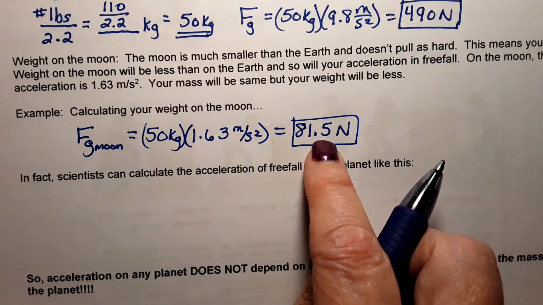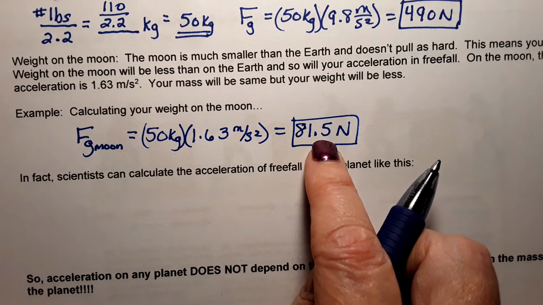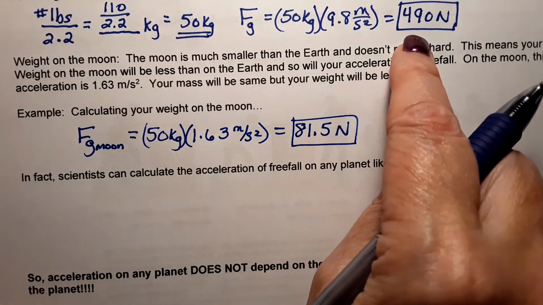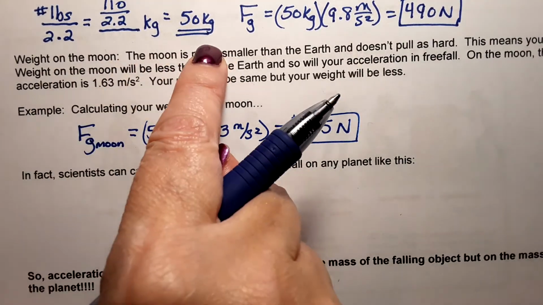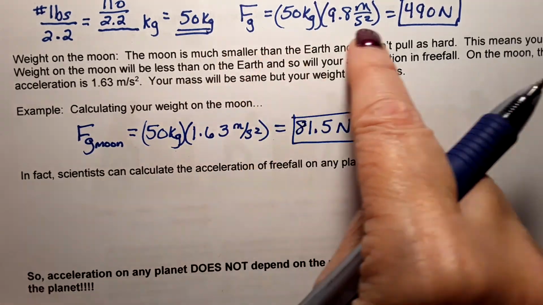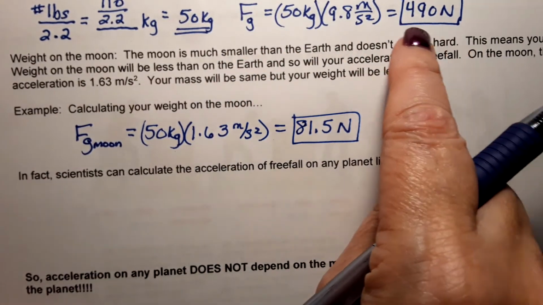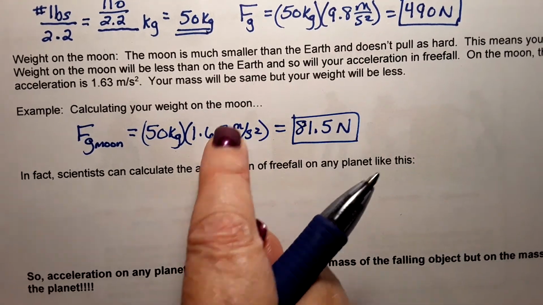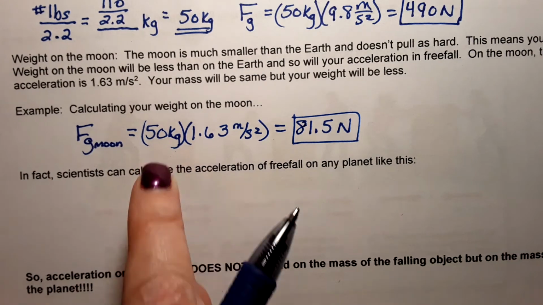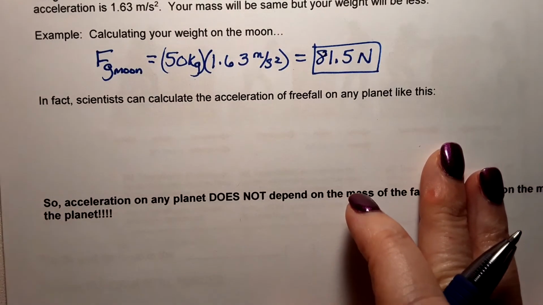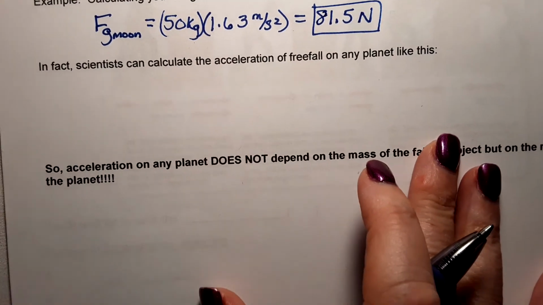Well, actually, the weight is the only thing you lost. You didn't really lose any mass. When you come back to the Earth, you'll have the same weight again, right? Your mass stays the same everywhere. Only the gravity, the weight changes from one planet to another because the acceleration is different, but the mass stays the same. Okay? Now, scientists can actually determine the acceleration due to gravity on any planet.